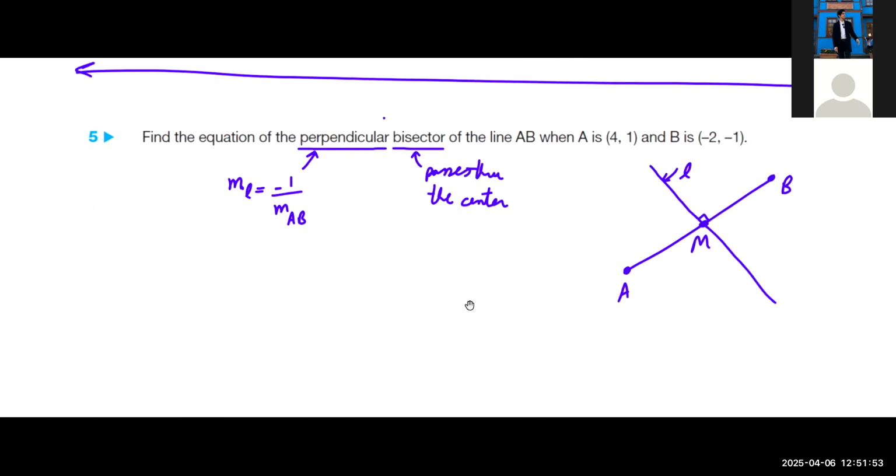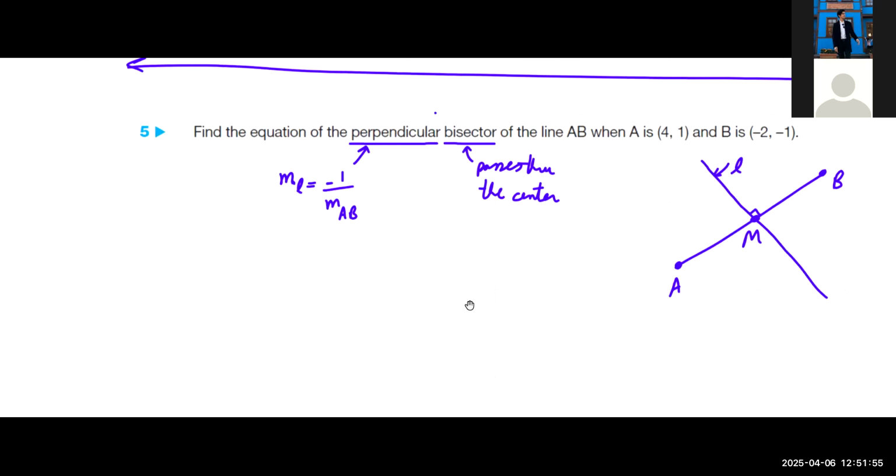Let's start with the slope. So first we need to find the slope of AB itself. For the slope of AB, just do y1 minus y2 over x1 minus x2, whatever. So you can do 1 minus negative 1 divided by 4 minus negative 2. 1 minus negative 1, 4 minus negative 2, which is 2 over 6, which is 1 over 3. This is the slope of AB itself.